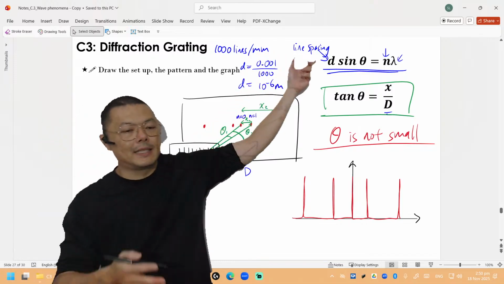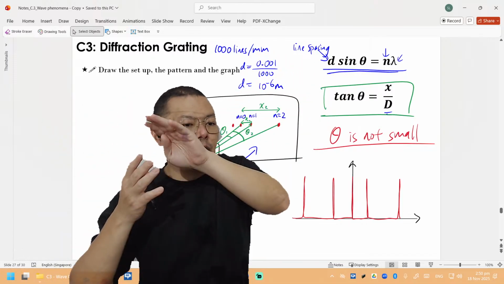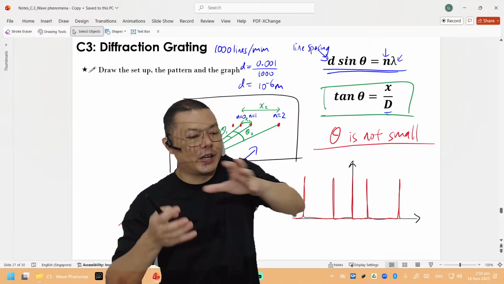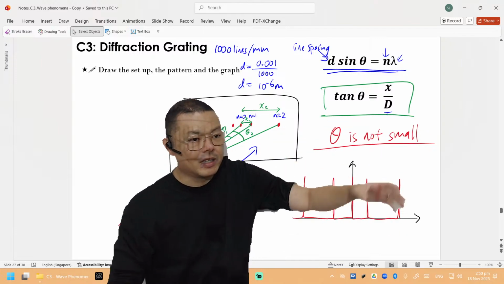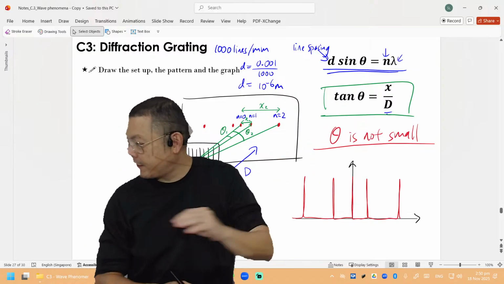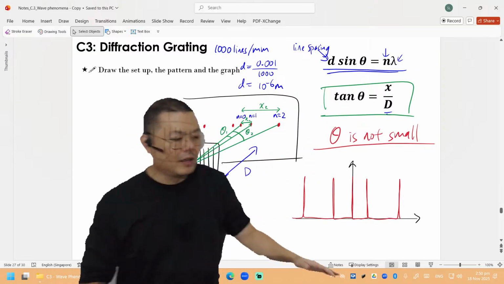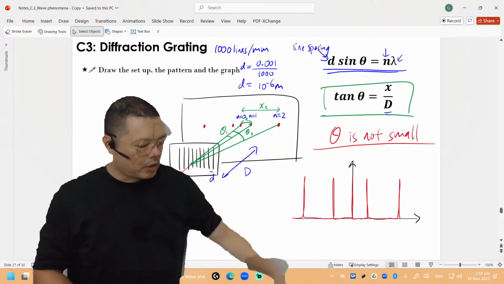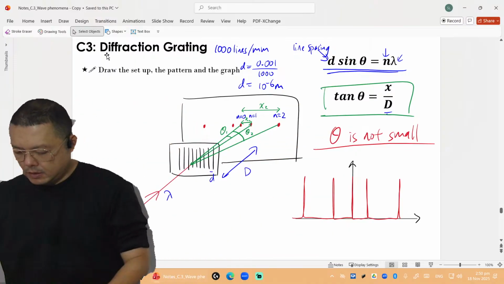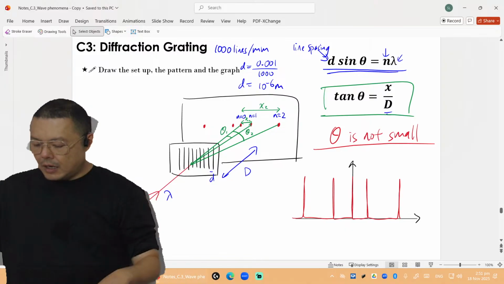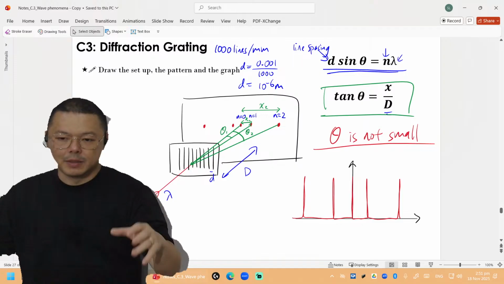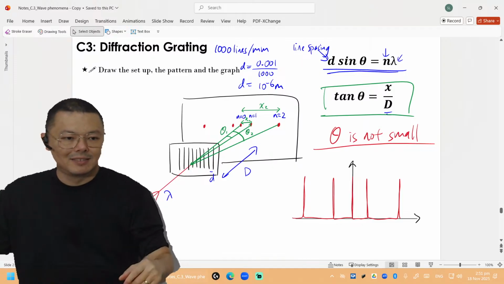What did we do in the single and double slit? We had sine theta, we approximated it to theta. If we had tangent theta, we approximated it to theta. Down here, we can't do that. For diffraction grating, you cannot approximate it to theta, so theta is no longer small. We good? Good.